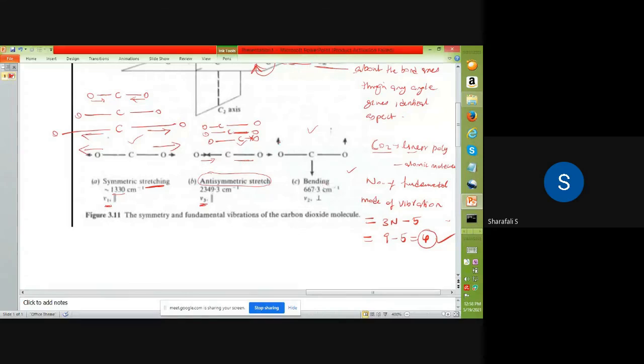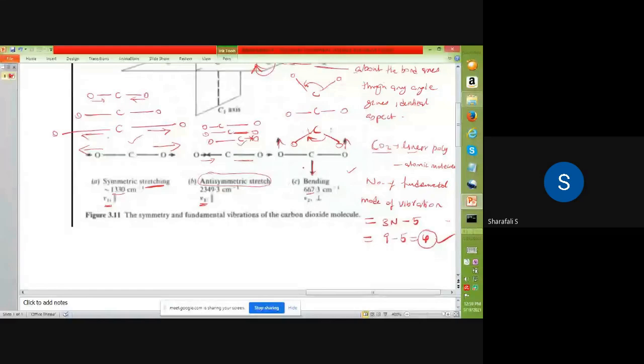And the bending mode. In the bending mode, the two oxygens go up in the screen and the carbon goes down. So carbon comes here, oxygen goes up. Then this is the normal position. Then the oxygen comes down. So this is the bending mode of vibration. The angle between the bonds will change in each case. So that is the bending mode. It will happen at 607.